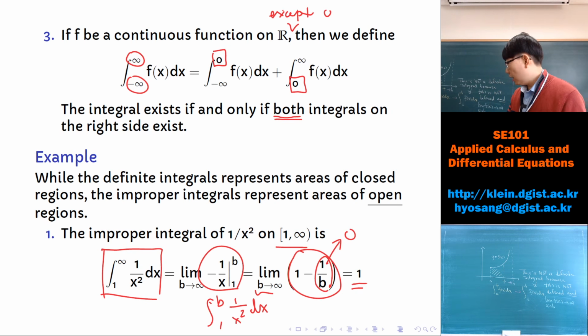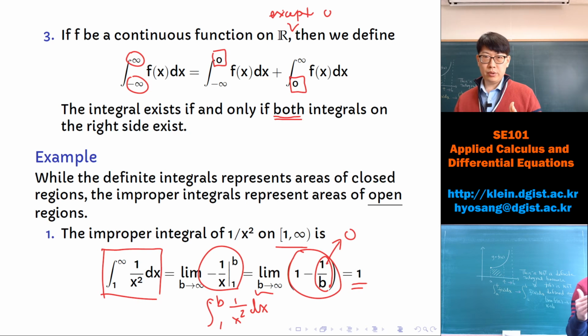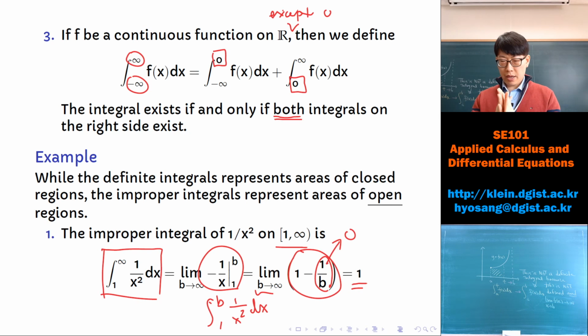So you can imagine that the area under the graph of 1 over x squared from 1 to infinity is 1, although this region is not bounded. This area approaches 1 if you're looking at the long tail of 1 over x squared.